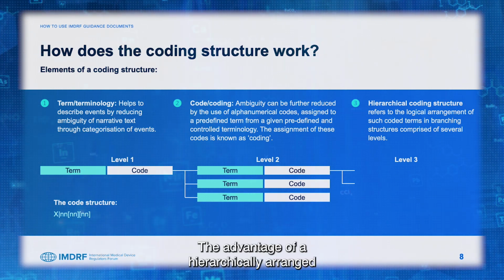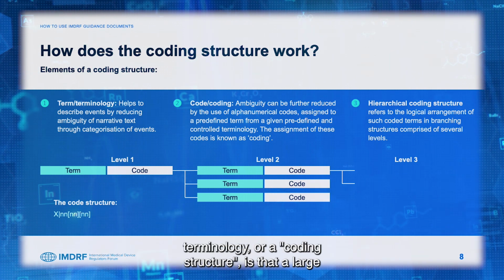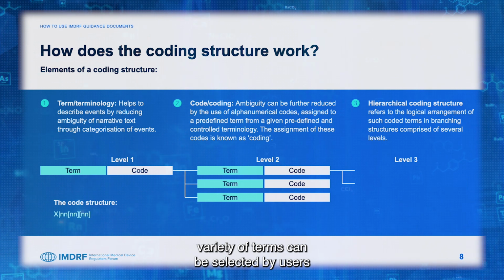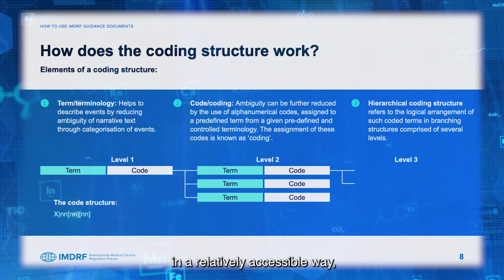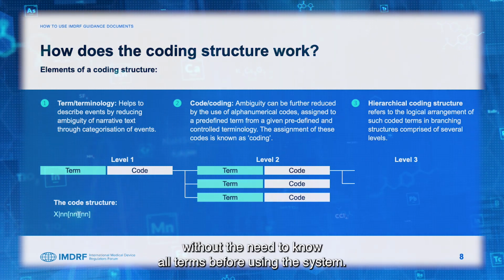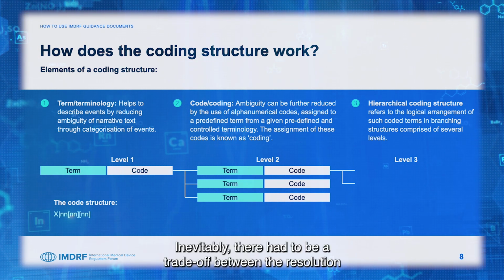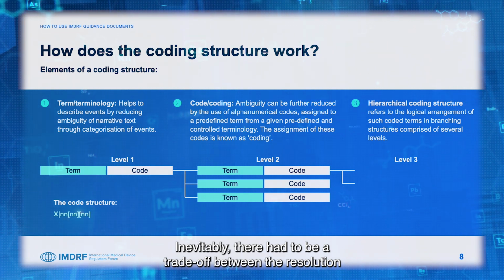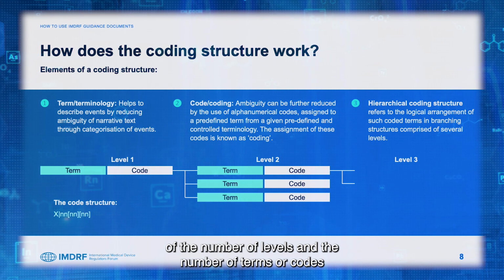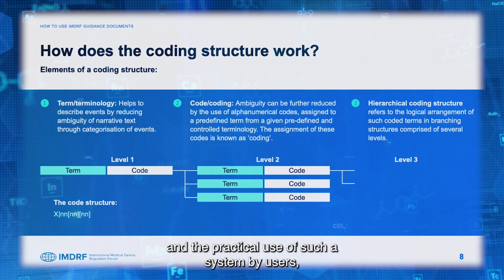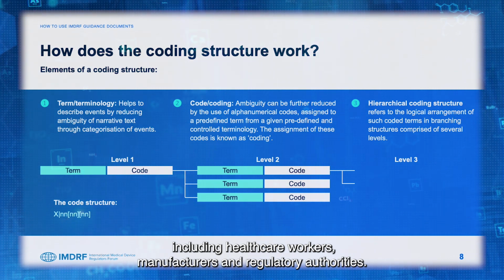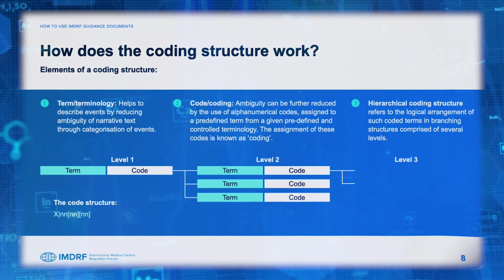The advantage of a hierarchically arranged terminology or a coding structure is that a large variety of terms can be selected by users in a relatively accessible way, without the need to know all terms before using the system. Inevitably, there had to be a trade-off between the resolution of the number of levels and the number of terms or codes, and the practical use of such a system by users, including healthcare workers, manufacturers, and regulatory authorities.